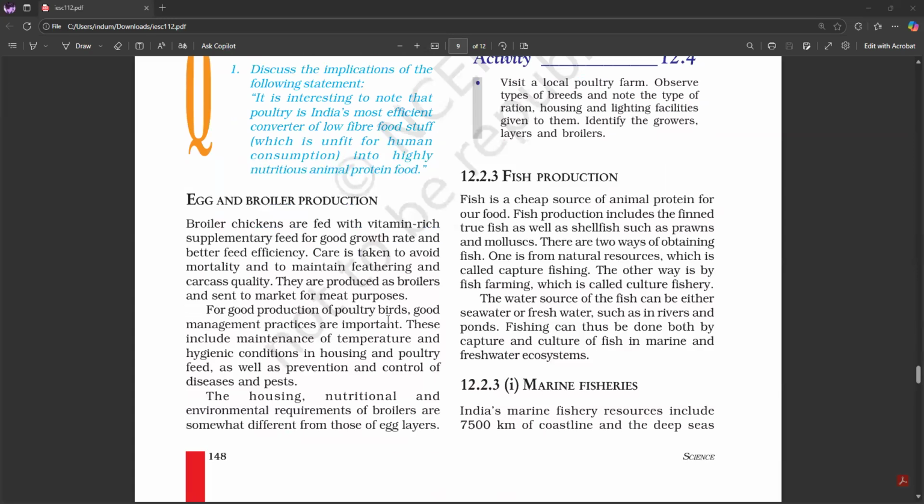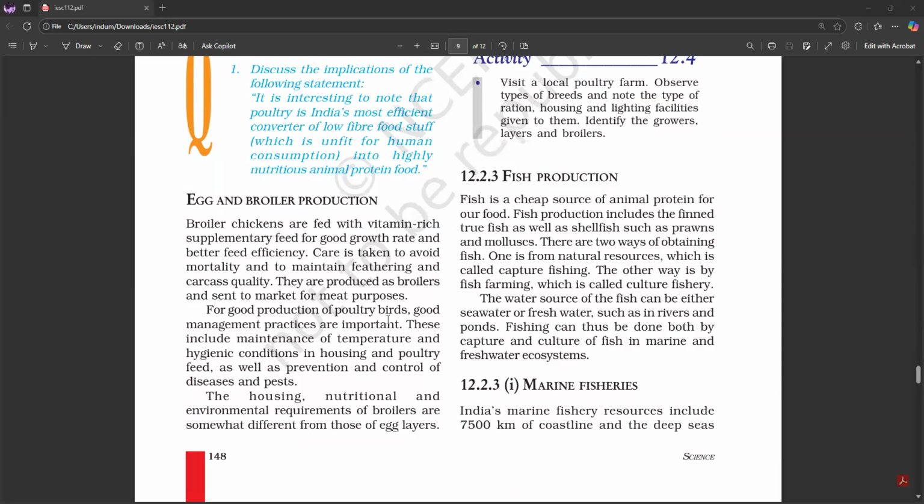Egg and broiler production. Broiler chickens are fed with vitamin-rich supplementary feed for good growth rate and better feed efficiency. Care is taken to avoid mortality and to maintain feathering and carcass quality. They are produced as broilers and sent to market for meat purposes.